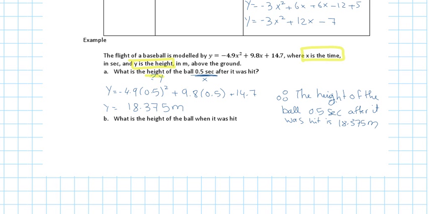What is the height of the ball when it was hit? About 14.7. And why is it 14.7? That's the initial height of the ball, right? And remember that initial can be found from the standard form. So initial means at the start. So the initial height of the ball is 14.7 meters.